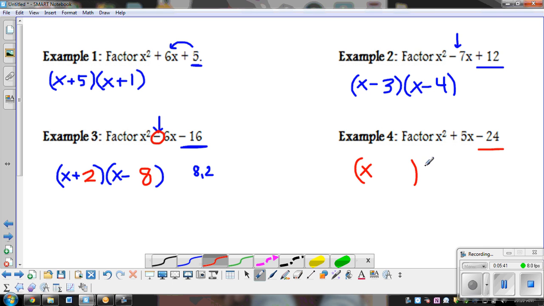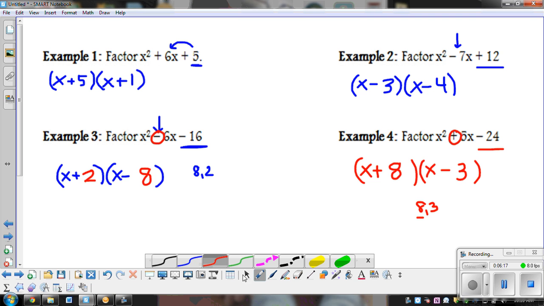So we could use, for 24, we could use 12 and 2, we could use 6 and 4, but remember, our numbers have to, in this case, subtract to positive 5 because we have 1 plus and 1 minus. So two numbers that subtract to 5, that would be 8 and 3. And remember, you're going to give the middle sign, which is positive here, to the bigger number, 8. So it'll be x plus 8 and then x minus 3. And that's how you factor that one.